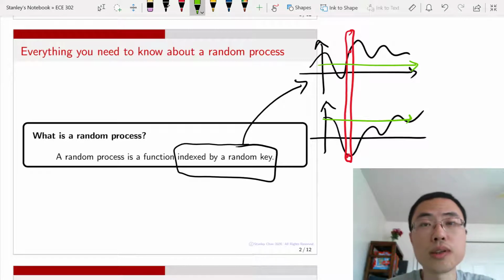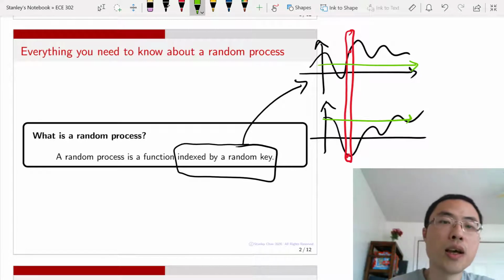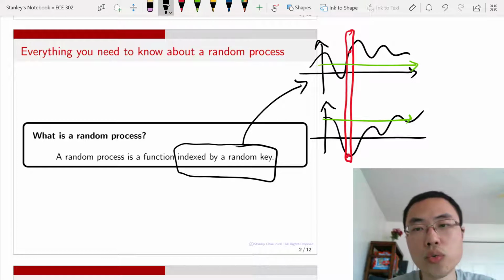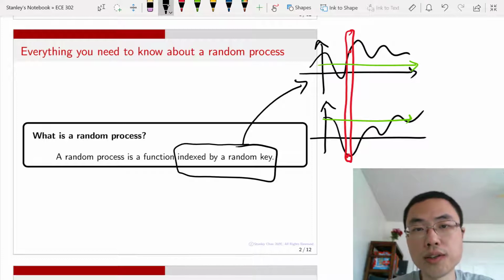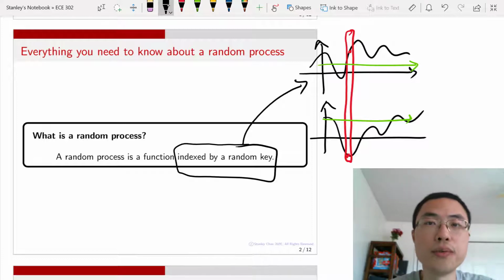The difference between the statistical average and the temporal average is substantial. We will come back to this point later. But for today's lecture, we're going to look into more detail of how we actually compute the statistical average for a random process. In other words, how do we find the mean function of a random process?